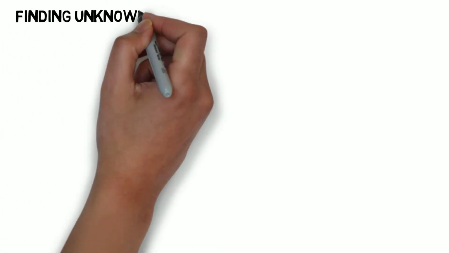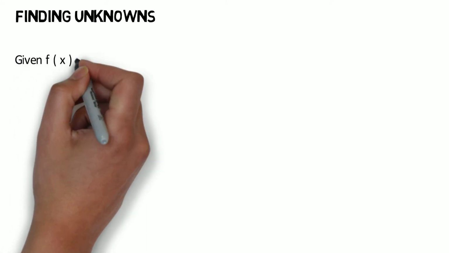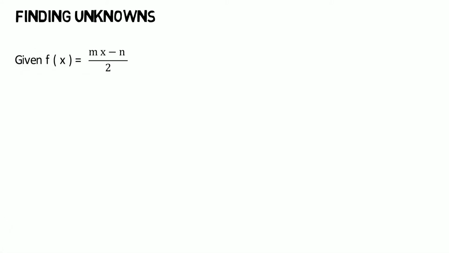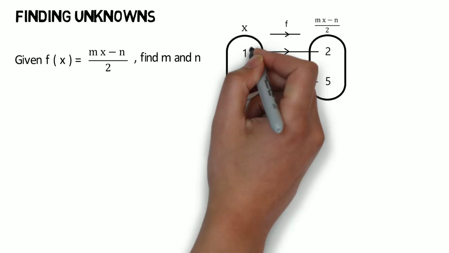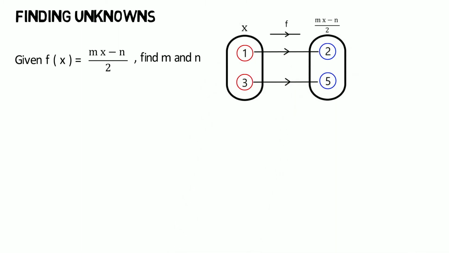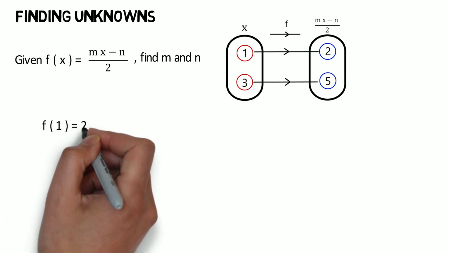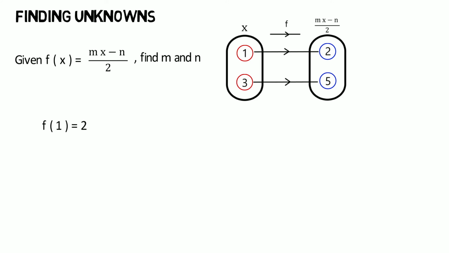Now let's take a look at an example involving unknown values. In this example, we are to find the unknown values of the given function. The unknown values are m and n. The diagram on the right shows us the objects and the images of the function. Since there are two unknowns, we will need two equations to solve this problem. We can do that by substituting the two sets of given object and image into our function.